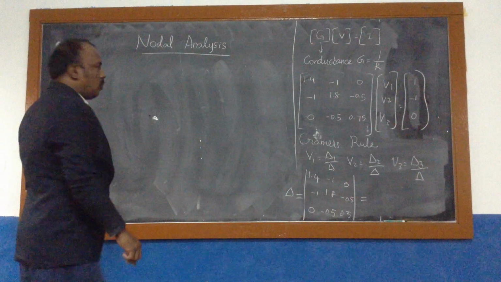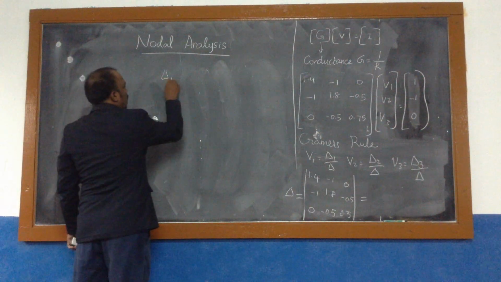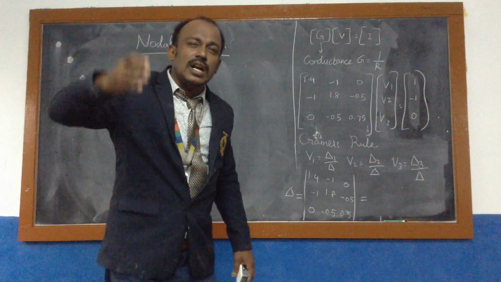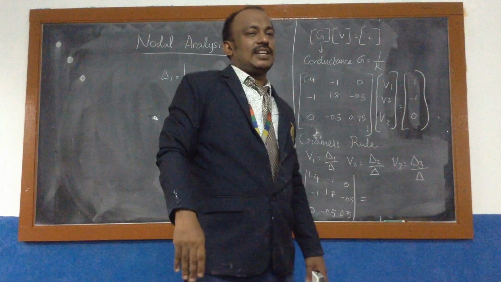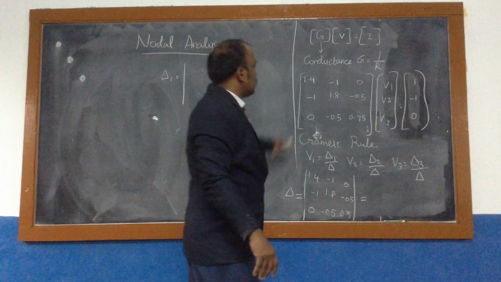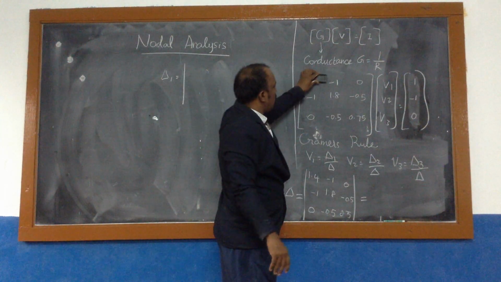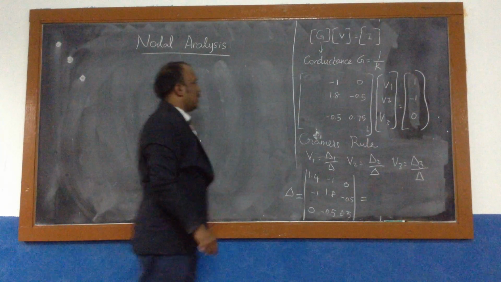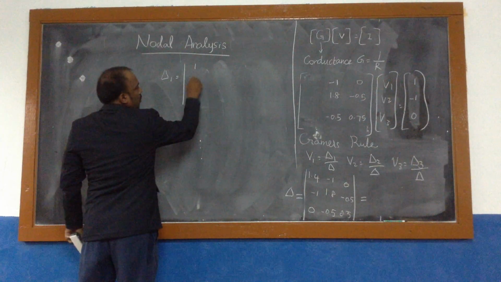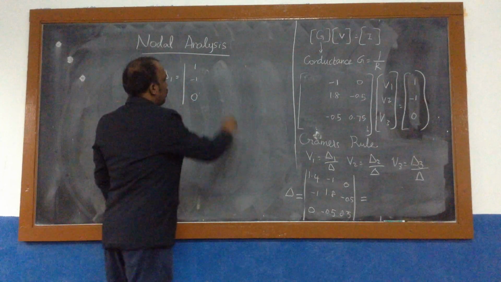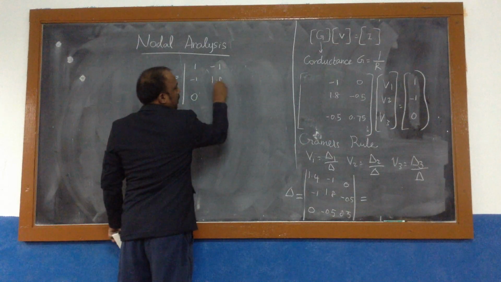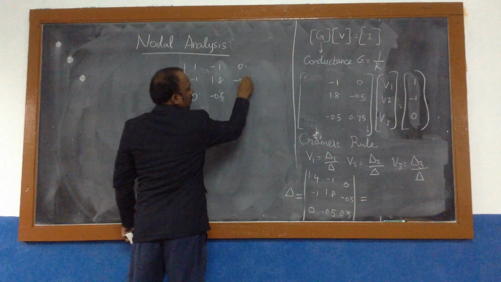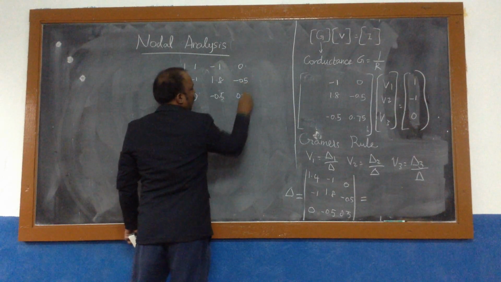What is del 1? Del 1 is nothing but replacing the first column of the conductance matrix with the current. Remove all the first column. Put these values 1, -1, 0 here. Then what will come? 1, -1, 0; -1, 1.8, -0.5; 0, -0.5, 0.75.